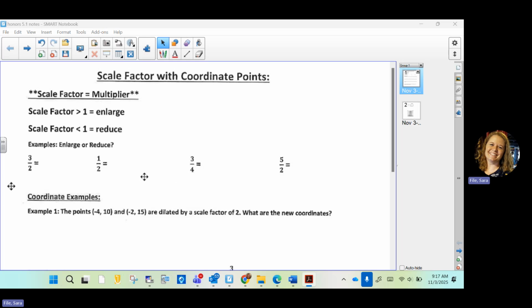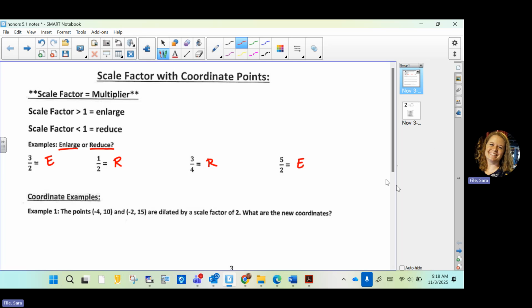So if my scale factor or my multiplier is 3/2, is that going to enlarge the image or reduce the image? Enlarge, because it is greater than 1. If I scale it by 1/2, what am I doing? I am reducing the size. If I scale it by 3/4, what am I doing? Reducing the size. And if I scale it by 5/2, I'm enlarging the image. So I just want to know, is it an enlargement or a reduction? Okay, that was pretty basic.